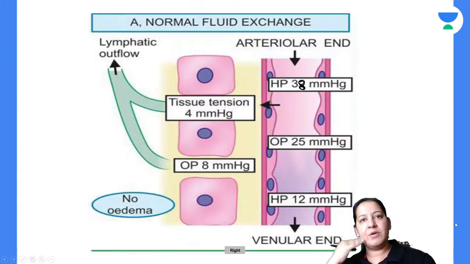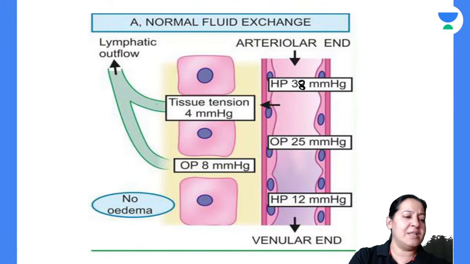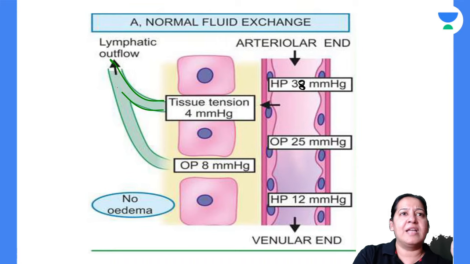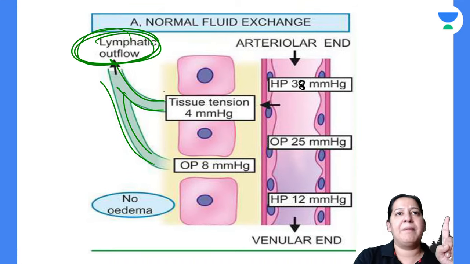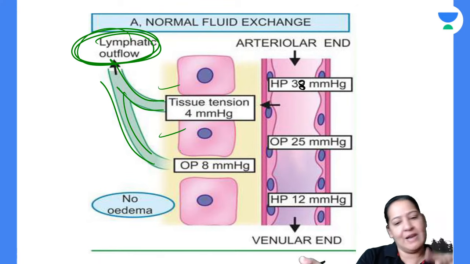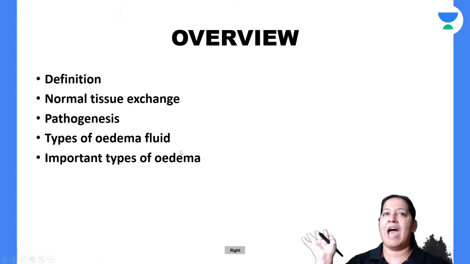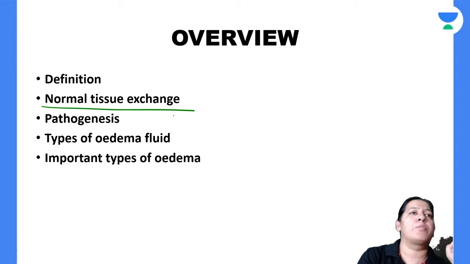Give me a thumbs up. So lymphatics are there. In this diagram also, can you see the green color lymphatics? These are the lymphatics. Can you notice the lymphatics? So if any pressure changes, any fluid is there, lymphatics take it. So a normal person doesn't have edema. I am done with the normal tissue exchange.